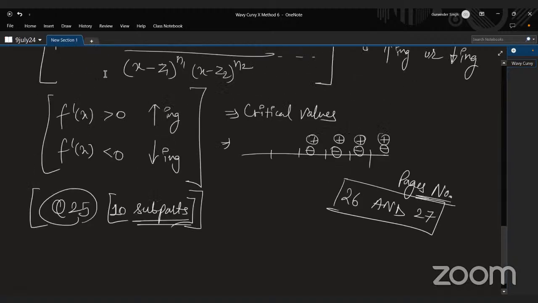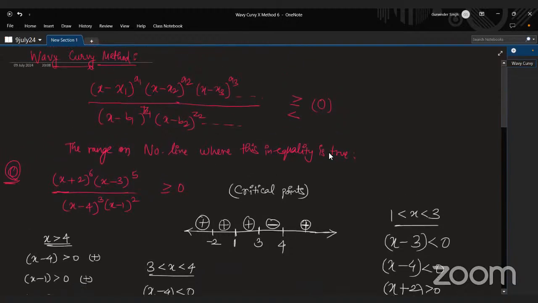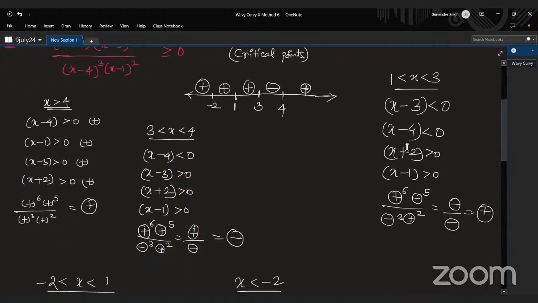Okay, today let's start. Basically there was nothing much in this. It is just mind mapping. The wavy curvy method is a basic method of representing the sign of a function. Just after you have done this, proceed to one more step also.